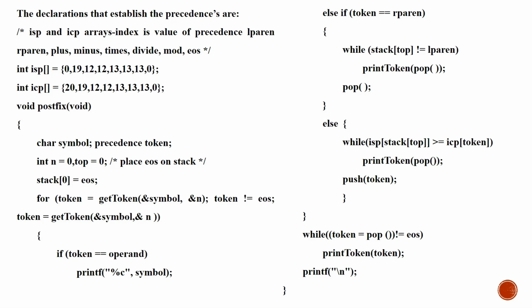I think it's clear. Then the second case, when I get the star, what happens? A plus will be there in the stack. What is the precedence? 12. Here the input has the star, precedence 13. 12 greater than or equal to 13? The condition fails.